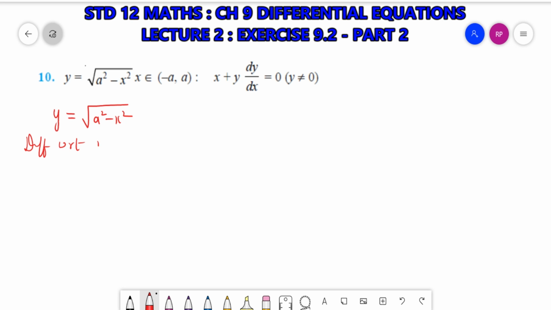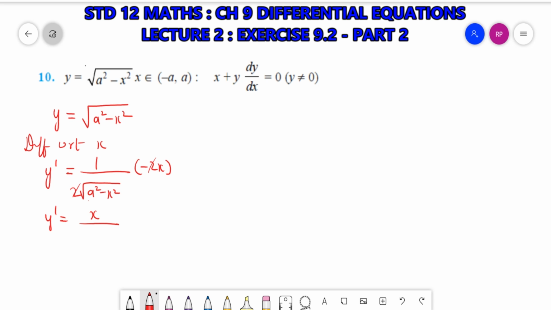Differentiating with respect to x, derivative of y is y dash. Now derivative of root x is 1 by 2 root x. So derivative of root of a square minus x square will be 1 upon 2 root of a square minus x square into d by dx of a square minus x square, that is minus 2x. So now y dash will be equal to, first 2 gets cancelled, minus x upon square root of a square minus x square.